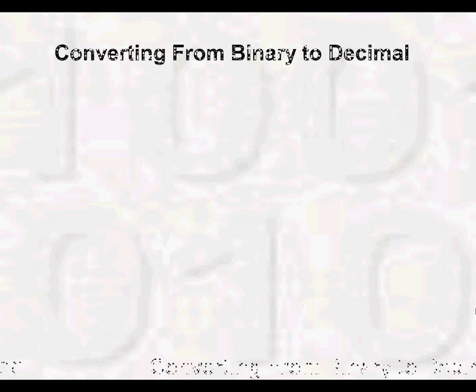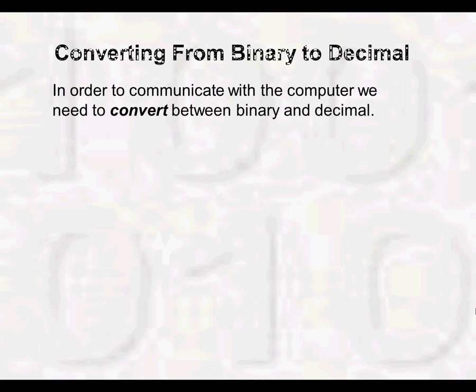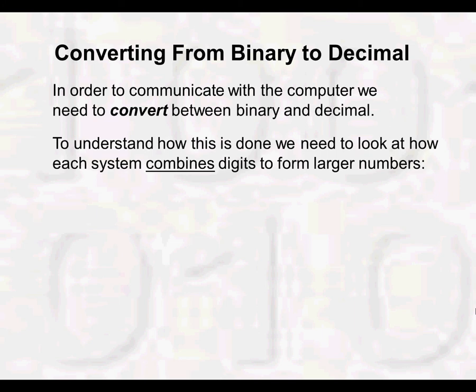So now we know what the binary system is as compared to the decimal system. We want to start figuring out how we can convert between binary and decimal. So we can figure out when I type a number in a computer, how it can be computed and understood by the computer. So to do this, we have to look at how each system combines digits or symbols to form larger numbers.